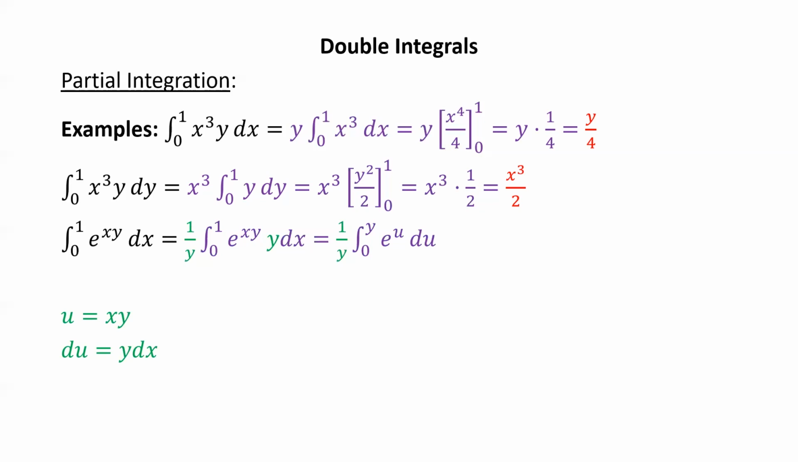This is now a straightforward integral. We have 1 over y times e to the u. When we anti-differentiate e to the u, we just get e to the u. From 0 to y, we plug in the y, we get e to the y. We plug in the 0, we get e to the 0, which is 1. So we wind up with 1 over y times e to the y minus 1, or equivalently e to the y minus 1 over y.